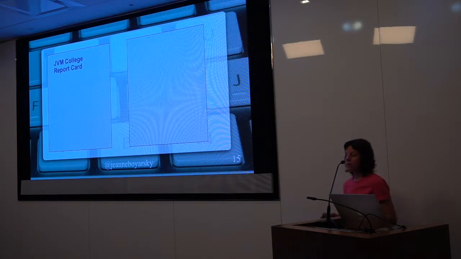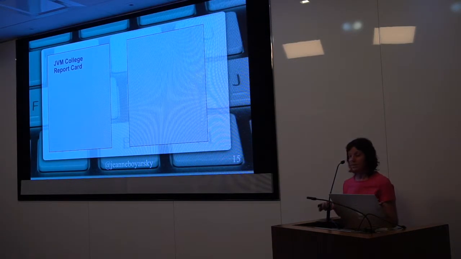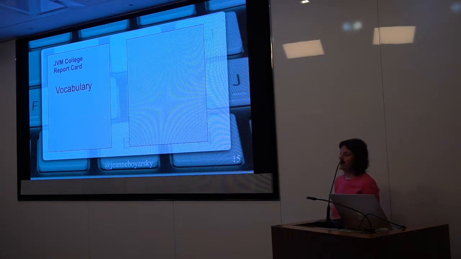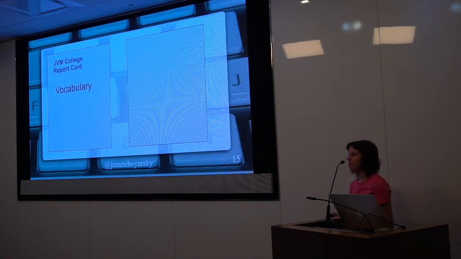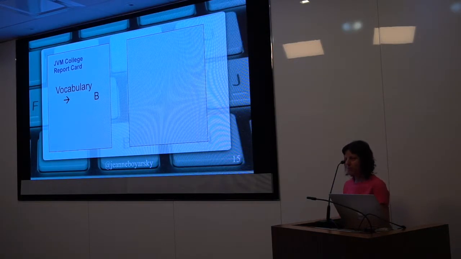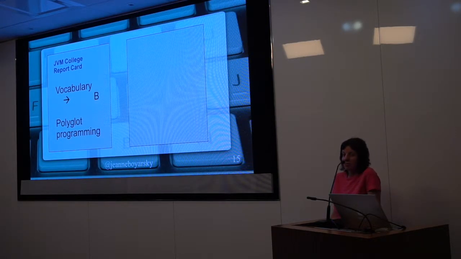So Duke grew up and went to JVM College. Let's see how Duke did in college. First thing Duke had to do was take a vocabulary class and learn about things like polyglot programming, supporting multiple languages on your JVM. Duke did well. Vocabulary is a little tough, but Duke got a B, knows all the words, reviewed afterwards. Then we've got polyglot programming, lots of languages on the JVM. Yes, Duke got an A in something really important.